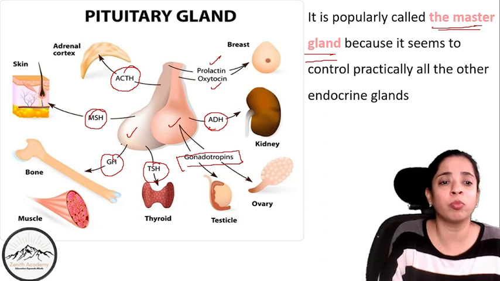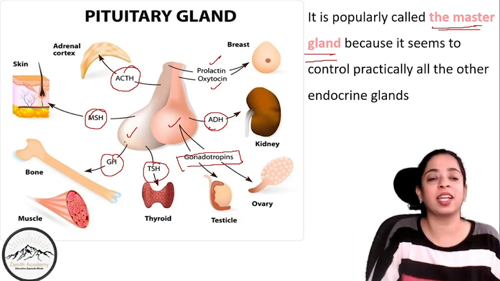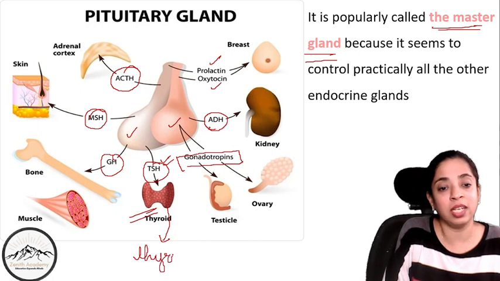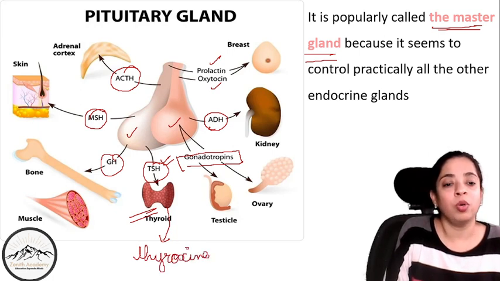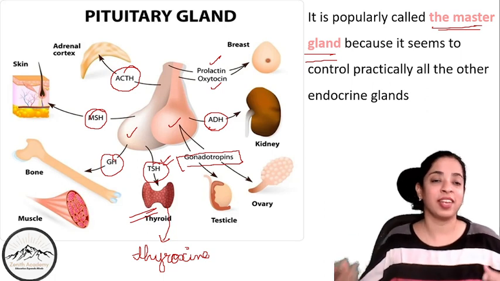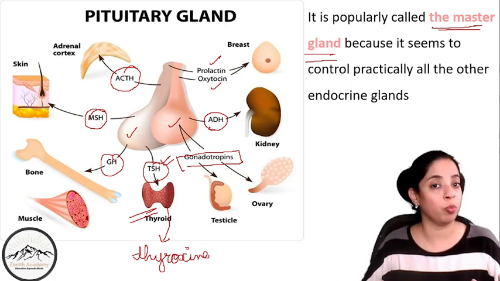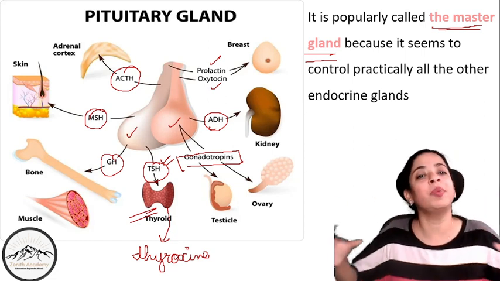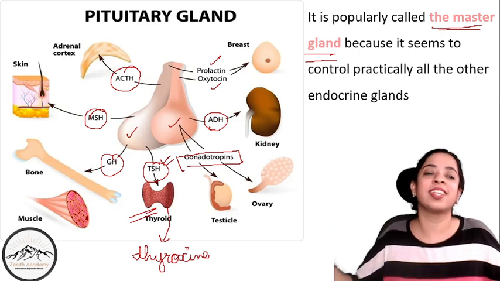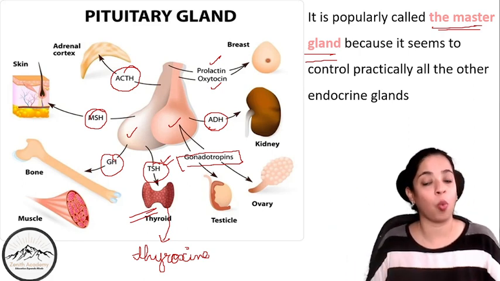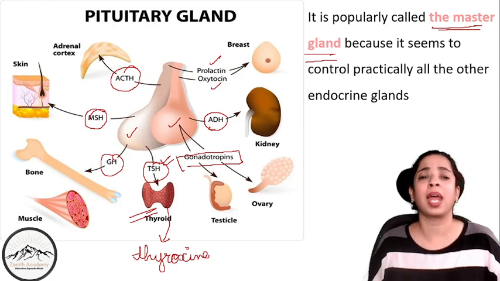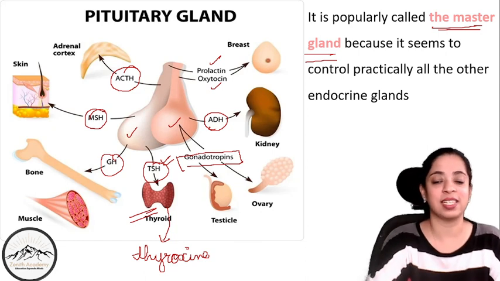So what are these hormones doing? They are stimulating the other glands, like the thyroid stimulating hormone stimulates the thyroid to release thyroxine. Are you getting it? So the pituitary gland releases some hormones, and these hormones in turn stimulate the other endocrine glands to release their own respective hormones as and when required. That is why it is known as the master gland. It is very small but practically controls all the other glands.